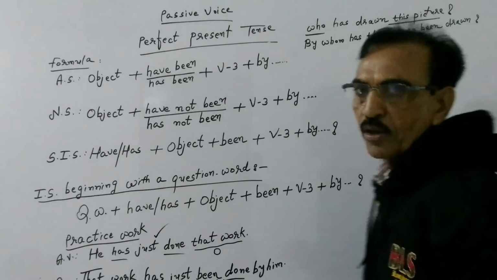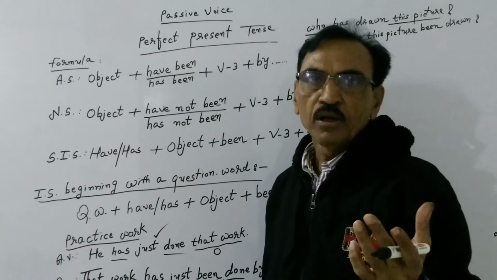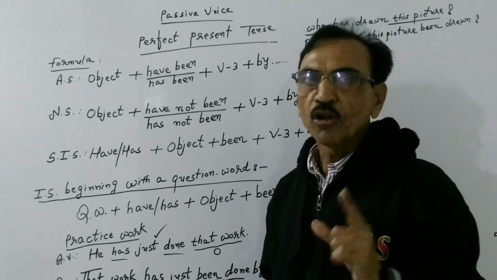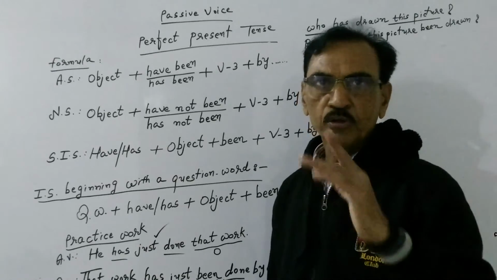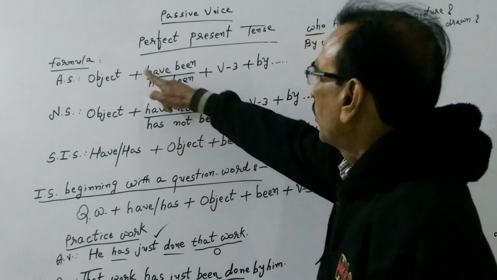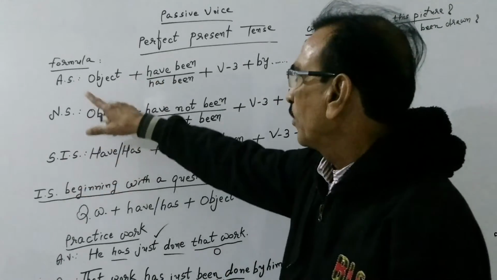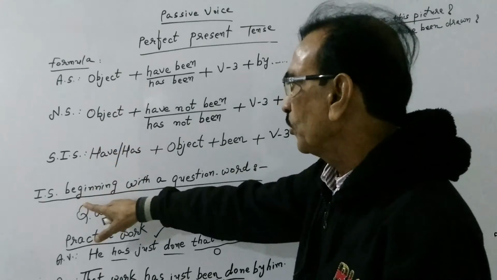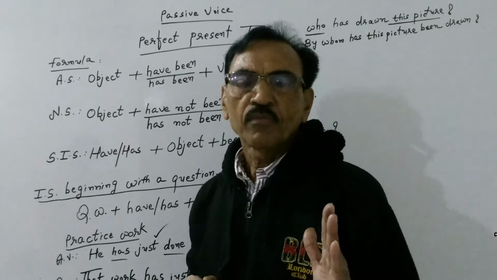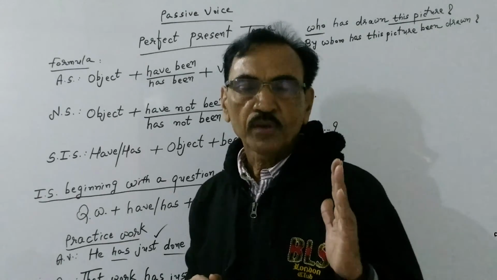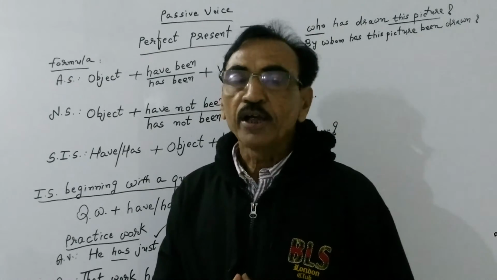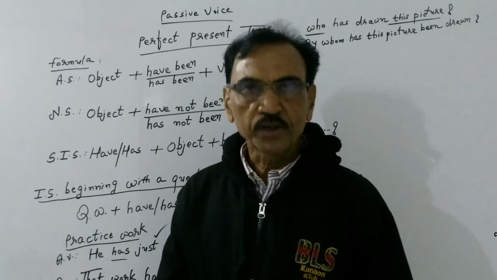So remember, friend, this is also very easy. In perfect present tense, we always use have been or has been for changing the sentence from active voice to passive voice. Try to follow this formula, friend, for affirmative, negative, simple interrogative and interrogative sentences beginning with the question word. Right? So be confident. In this session, I have taught you passive voice of perfect present tense.